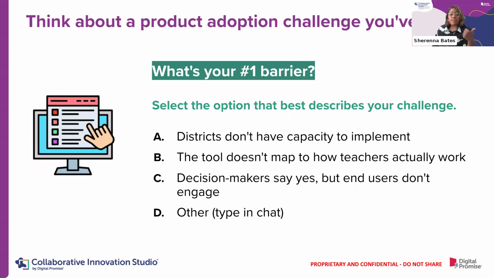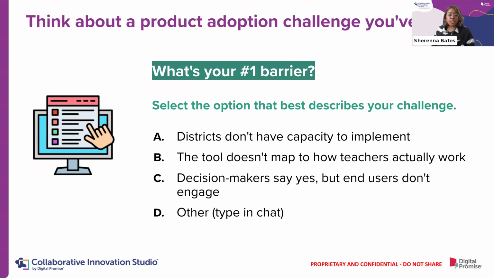So, A, if this is you, I want you to drop letter A: districts don't have capacity to implement. Letter B, the tool doesn't map to how teachers actually work. Letter C, decision makers say yes, but end users don't engage. And then D, if there's something different, feel free to drop what that is. So if you have dealt with a barrier, which of these options best describes your challenge? Let's take about 30 seconds to drop in chat. And if it's something different, please feel free to share that as well.